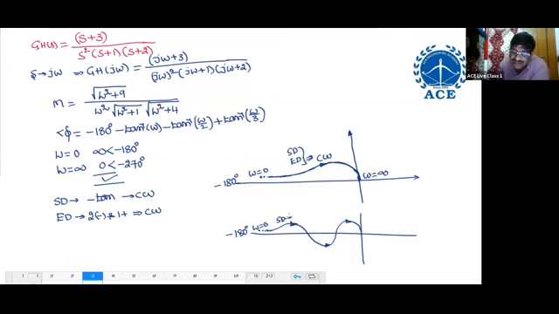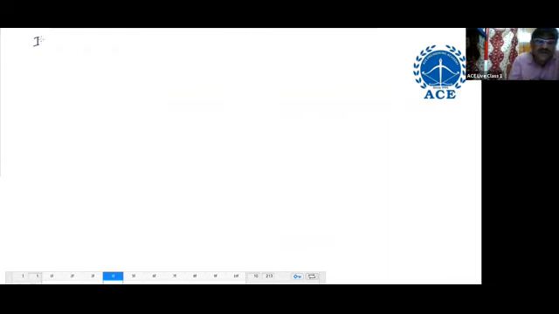Here also the starting direction is clockwise, and here also the ending direction is clockwise. Then how can you select the answer which is correct? We need to check the intersection point with minus 180 degrees. Check the intersection point with minus 180 degrees.